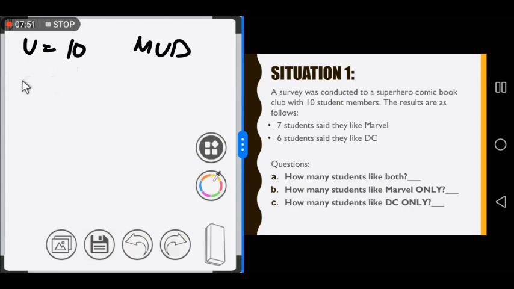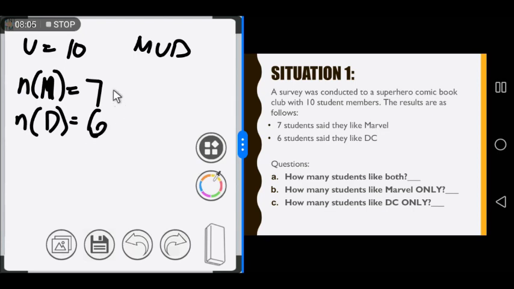7 students said they like Marvel. Then, 6 students said they like DC. As you can see, if we add the two, assuming these are votes cast, 7 plus 6 is 13. How come? We only have 10 participants. If you answered that there are members who voted twice, then you are correct. So, how do we know how many voted twice?